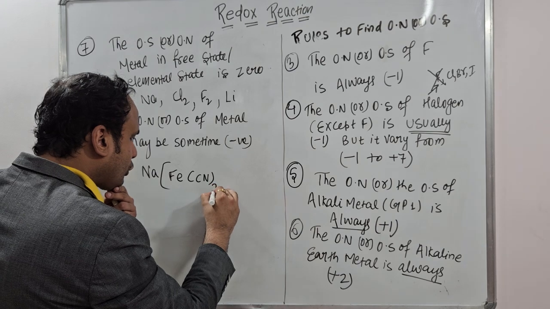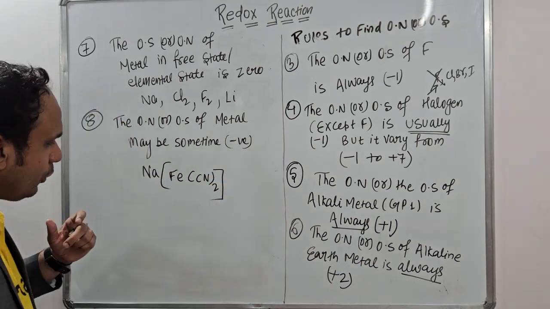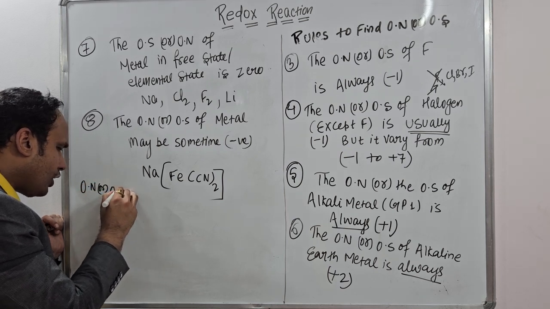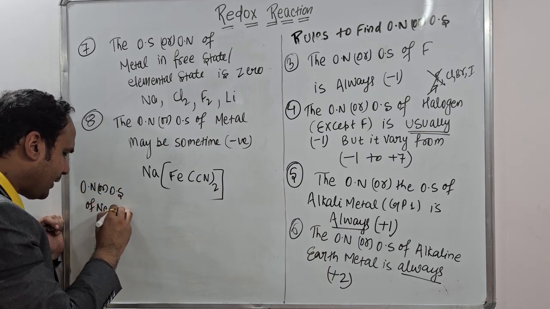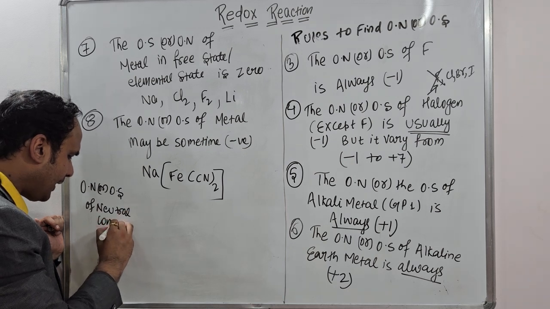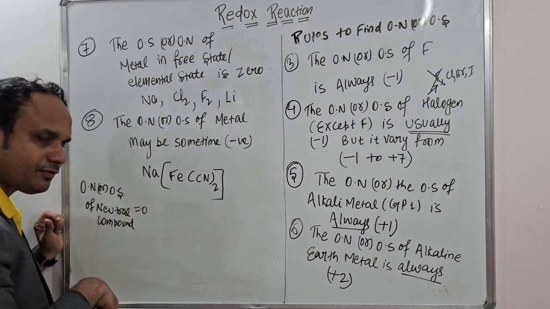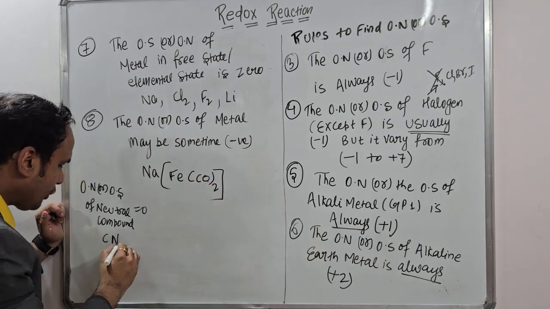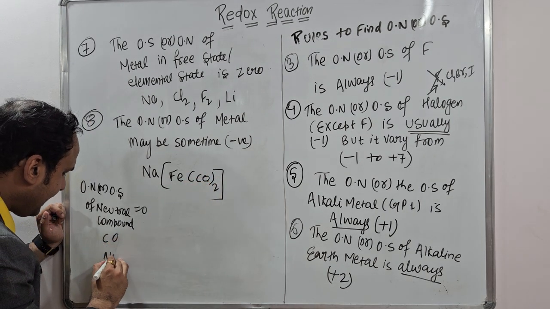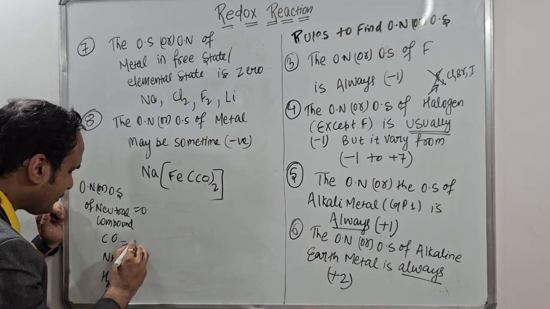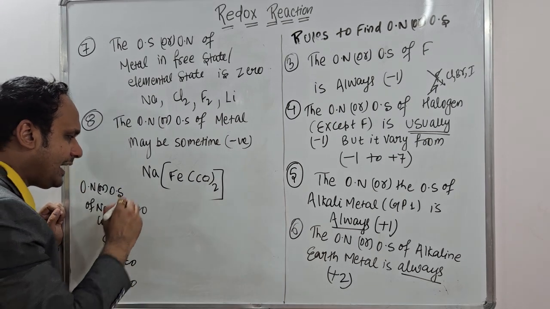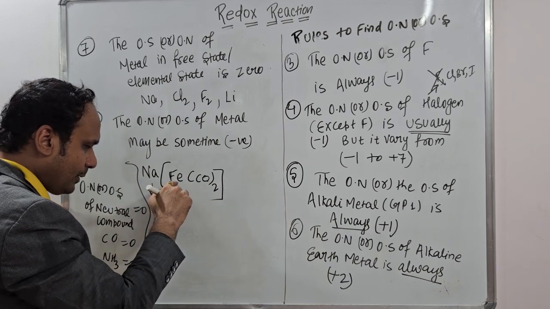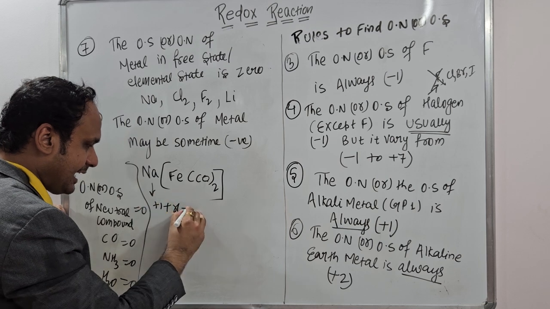Na2[Fe(CN)...]. Now you know that in this case, first of all write that the oxidation number or oxidation state of a neutral compound is 0. Neutral compound is, over here suppose I have written CO. Neutral compounds are CO, NH3, H2O; they have the oxidation number as 0. If you find the oxidation number over here, everyone knows that sodium metal has +1, plus over here iron has X, I have taken.